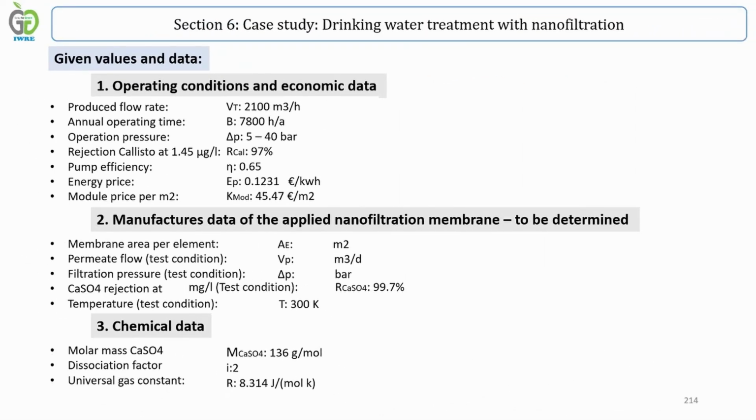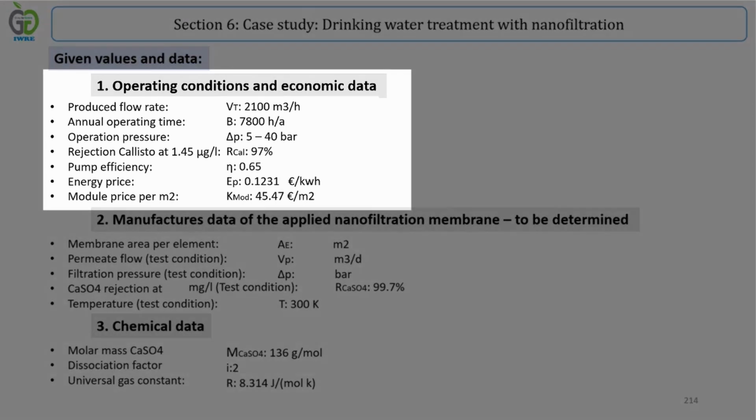There are three types of data as given values for this case study, as you can see here. First, operating conditions and economic data include produced flow rate 2,100 cubic meter per hour, annual operating time 7,800 hours per annum, operation pressure between 5 to 40 bar, rejection of Callisto at 1.45 microgram per liter is 97%, pump efficiency is 0.65, energy price is 0.1231 euro per kilowatt hour, and module price is 45.47 euro per square meter.